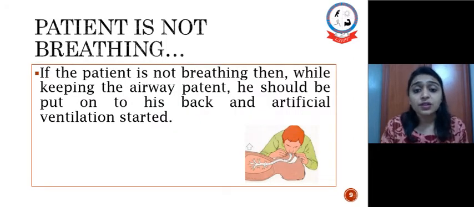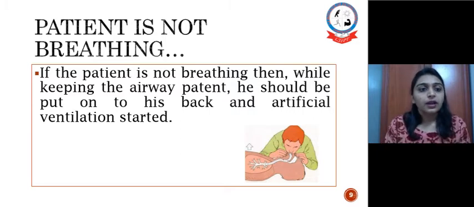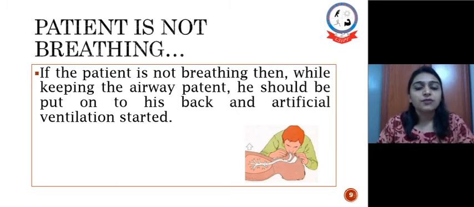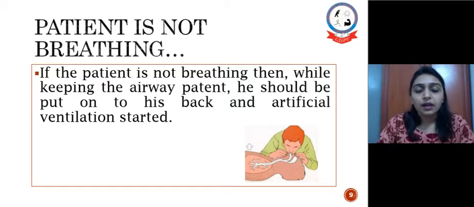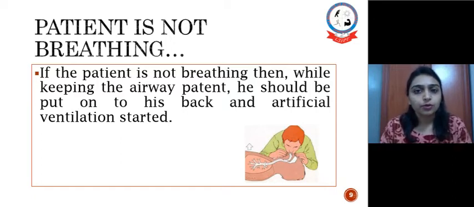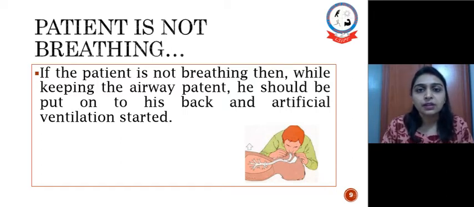Next, if the patient is not breathing, then what? While keeping the patent airway, he should be put on his back, that is in supine lying, and artificial ventilation should be started. That can be either mouth to mouth or mouth to nose, or by various other ways which we will see in detail in basic life support.